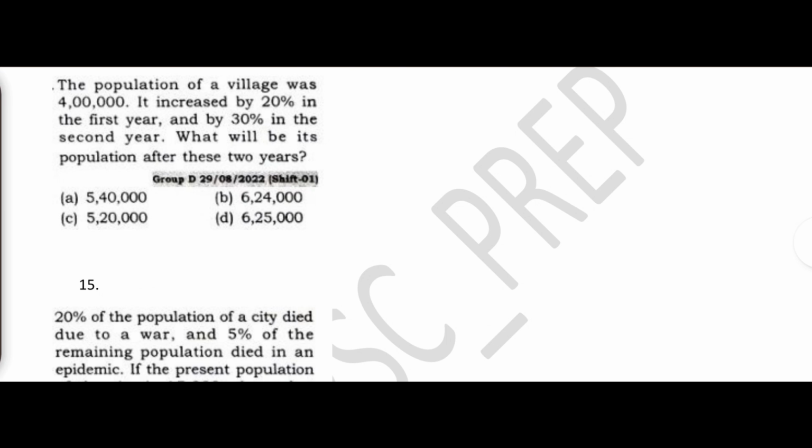The population of a village was this. Assume the population as 4 lakh, which is given. It increases by 20%, means it is 1 by 5, which becomes 6 by 5 when it is increased. And 30% in the second year means if it was 10, it becomes 13, because 3 by 10 becomes 13 by 10. So what is the population now?